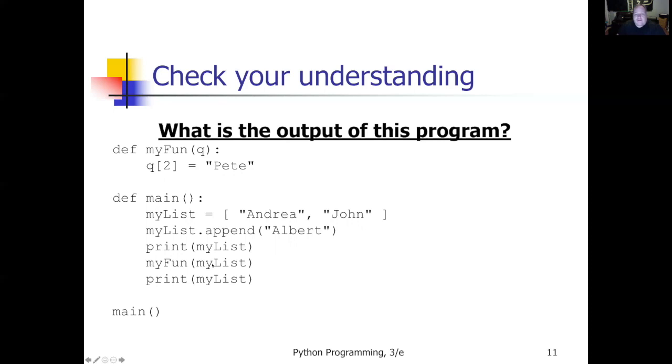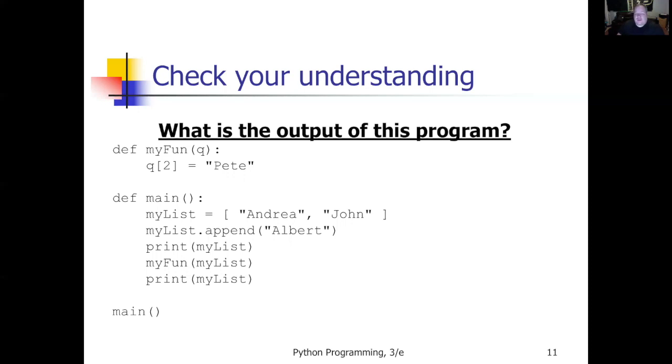myFun, myList. Notice I'm calling the function here. I'm not assigning its results to anything, but I am calling the function and passing it the list. The list gets passed up here and it's called q. q index 2 equals Pete. Not returning the list, but the function's now over. Control is sent back to main. Print myList. The question is, what will my list be?